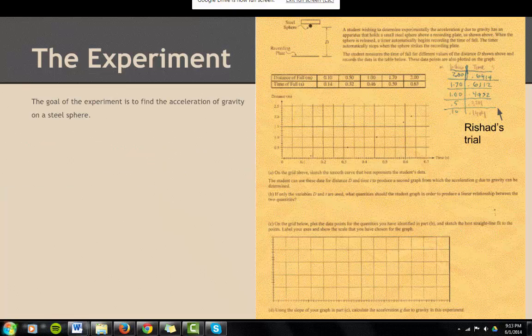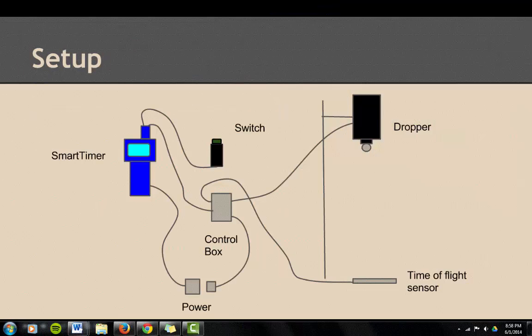Here's the worksheet with the experiment on it. Over there is my data that I got when I did the experiment. The goal of the experiment is to find the acceleration of gravity on a steel sphere. If you need it, here's the setup for the experiment.